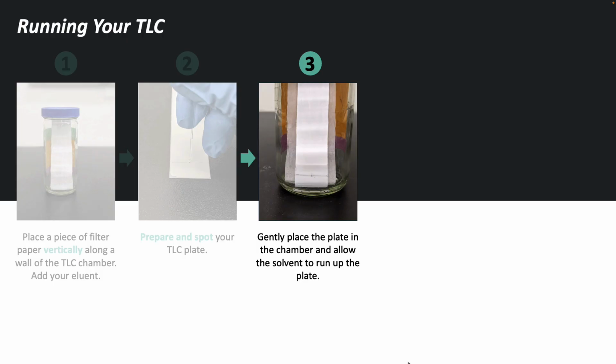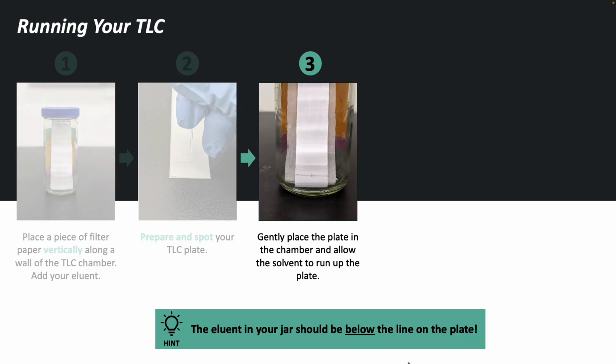Now, as you do this, I recommend first that you use forceps to both place the plate in and then later to retrieve the plate from the TLC chamber. I also encourage you to be very mindful. You don't want your plate to touch the walls of the chamber as best you can avoid it, and you definitely don't want your plate to touch the filter paper that you've placed in there. So really, it should just be touching at the very bottom of the chamber, nothing else. And I'll note here that the eluent or the solvent in your jar should be below the line on the plate when you first put it in.